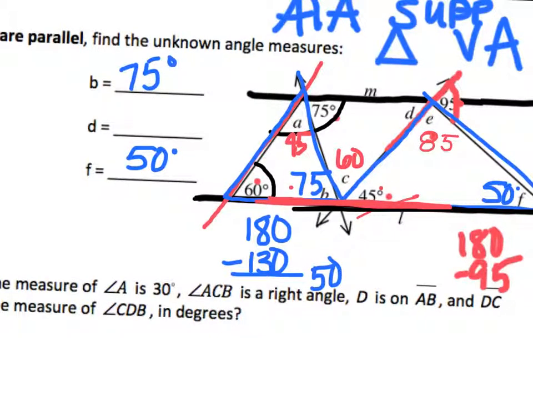Okay, last one. Just because I found angle C, now I've got a triangle up here that I've got 2 angles for. So I'll take, again, 180 minus the 75 that's up here, minus the 60 that I just found down here to find out what angle D is, and that's 45 degrees.